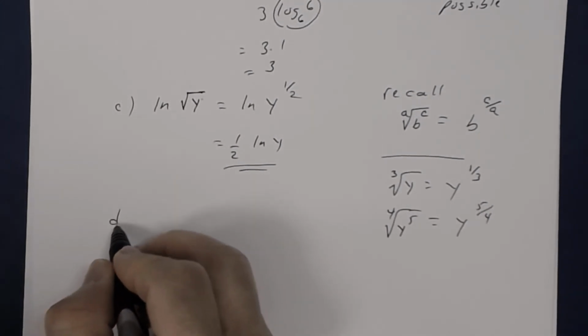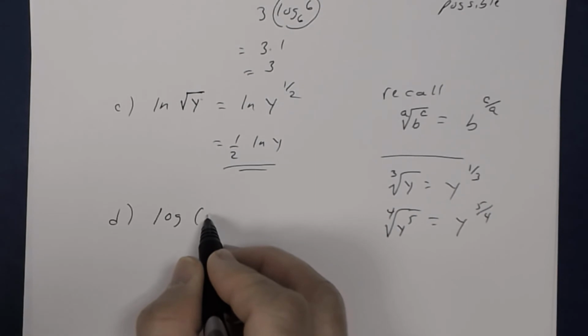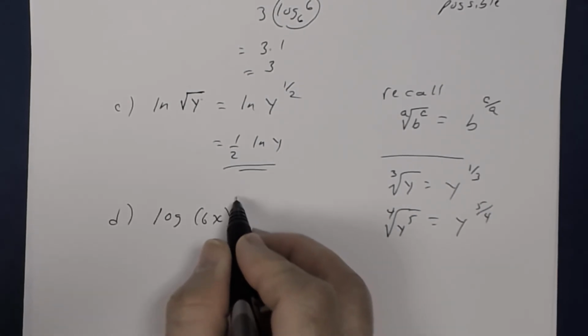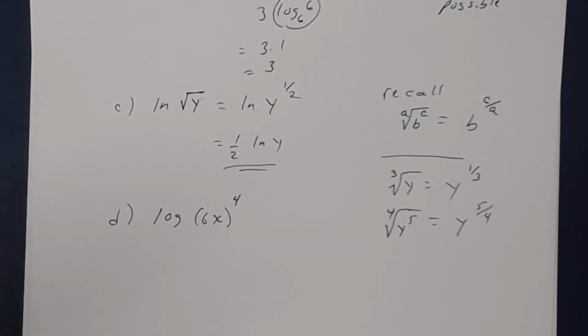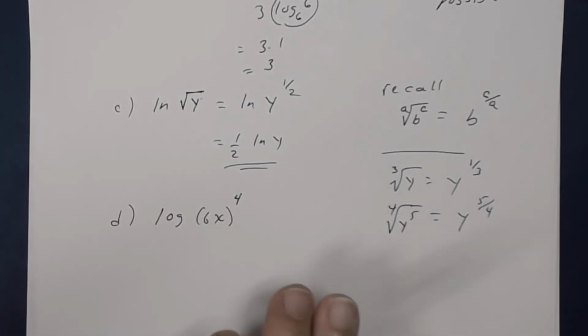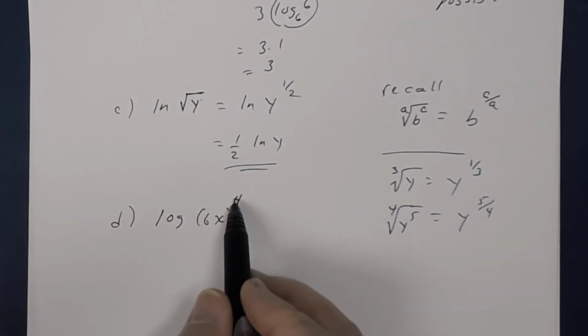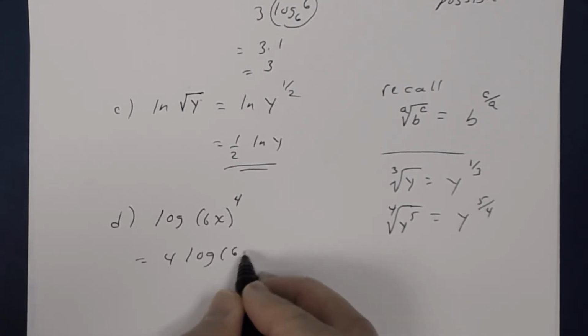D. All right, suppose I had this. Suppose I had the log of 6x to the 4th power. Log of 6x to the 4th power. Okay? All right, now we want to use the power rule. Now, all they ask you to do is use the power rule, okay? That's all they want you to do. Just use the power rule. So basically, I take this exponent and I put it out in front. So it'll be 4 times the log of 6x.